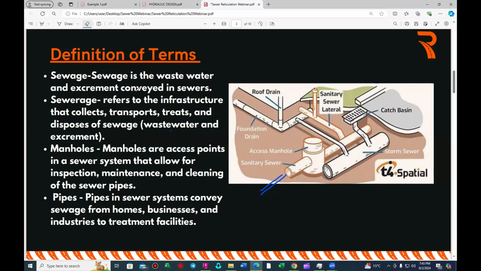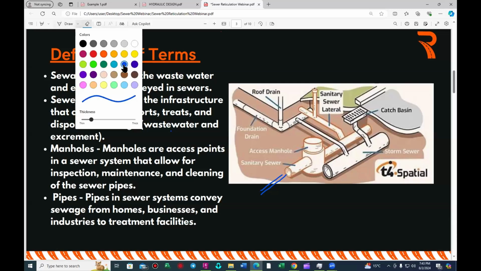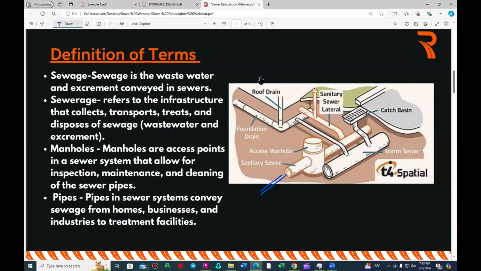Now, when we're talking about a sanitary sewer system, first of all, what is sewage? Let's just start from there. Someone might be asking, what is sewage? I know you know what sewage is, but what is it, you know? So luckily, I have got a definition for you guys. Sewage is the wastewater. Okay, please mark these terms. Sewage is the wastewater and excrement conveyed in sewers, right? So first of all, you need to understand that your sewage is wastewater, and also excrement that is conveyed in sewers.